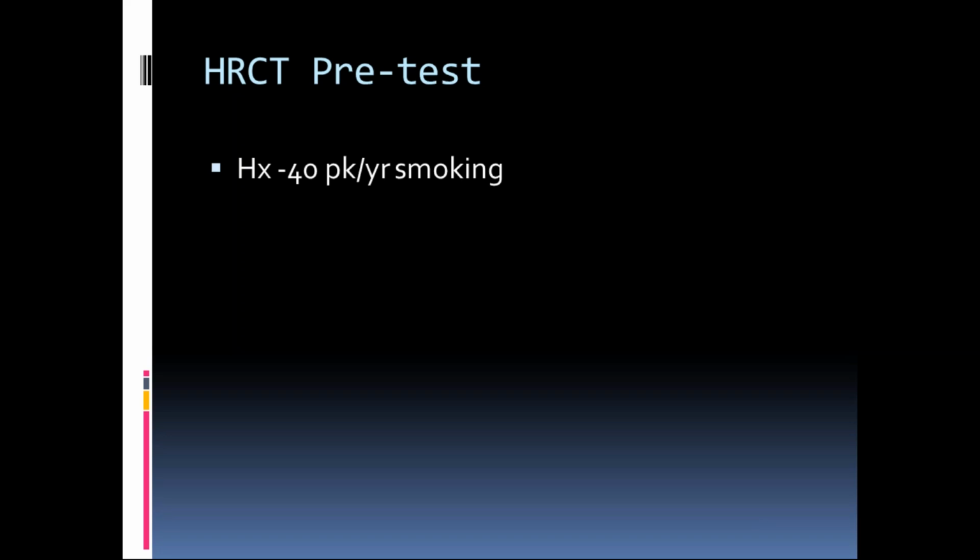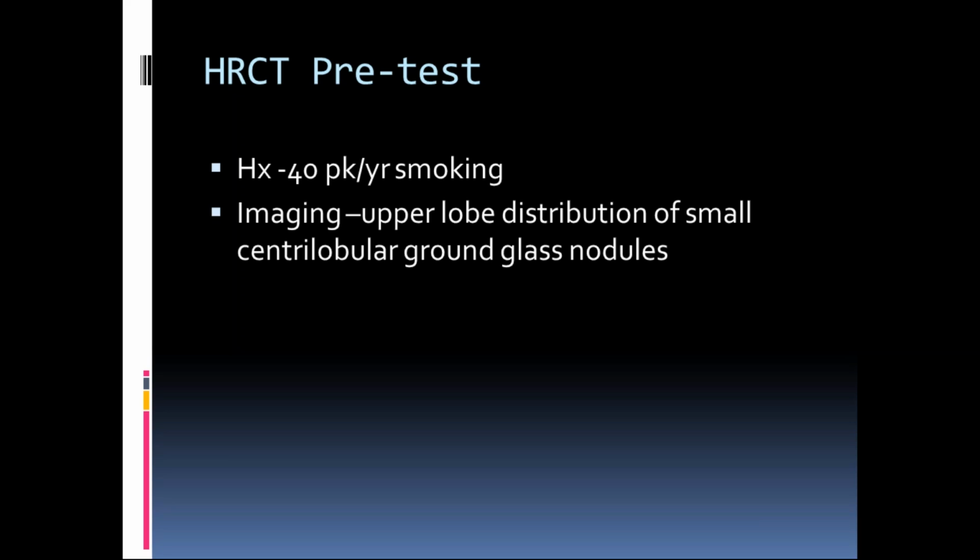First off, history. Every single time I look at a CT of the chest, I look at what kind of smoking history they have. It's very pertinent. In this first question, we have a patient with a 40-pack-year smoking history. Imagine that on imaging there is an upper lobe distribution of small centrilobular ground glass nodules. Those history and imaging points can lead you to some things.